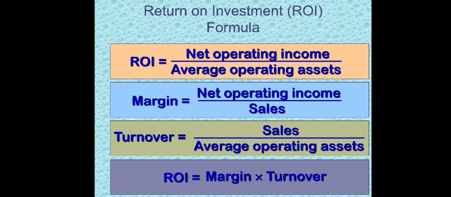Margin ratio or margin is equal to net operating income or profit divided by sales. Turnover equal to sales divided by average operating assets. So if you multiply these two ratios, you will get the ROI.